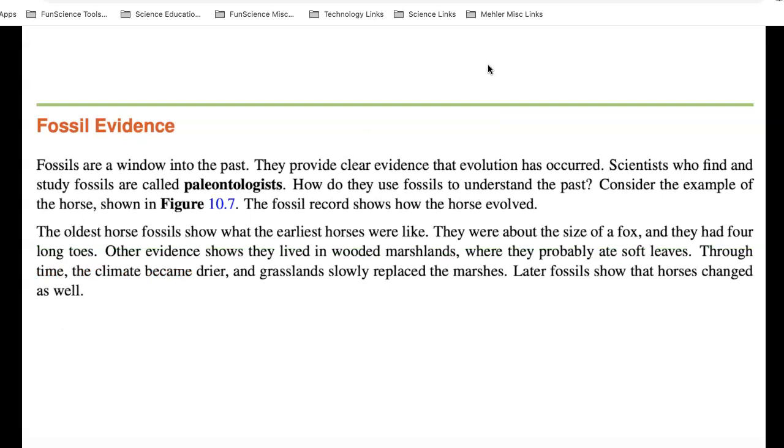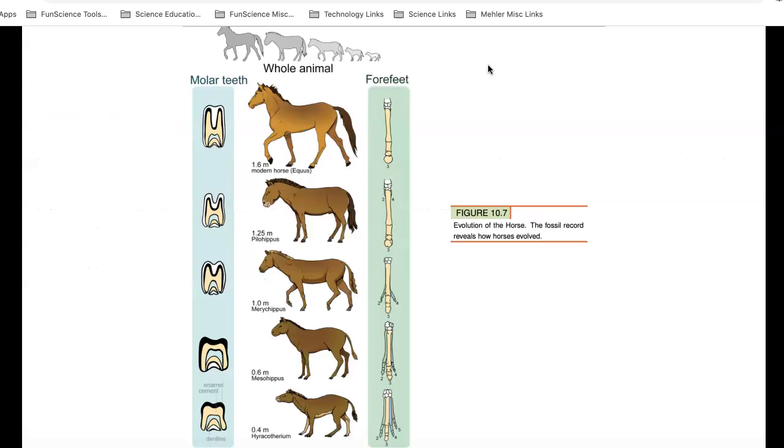So the fossils are like windows into the past. They provide clear evidence that evolution has occurred. Scientists who study fossils are called paleontologists. So let's take a look at one example, and that's the horse. Let's take a look at this diagram that's from your textbook.